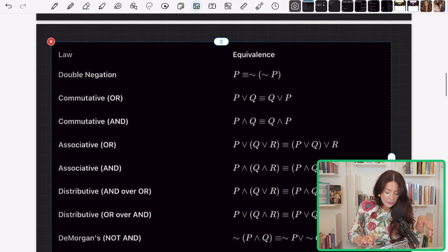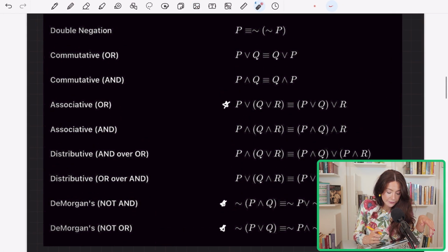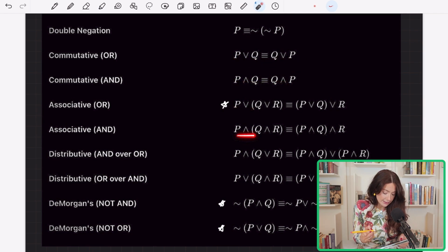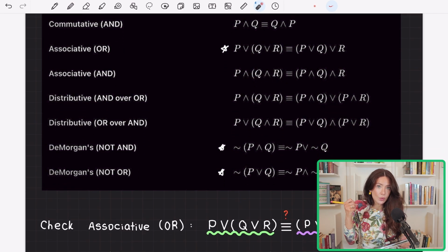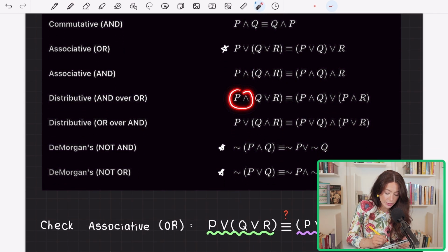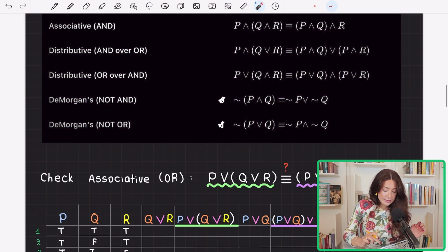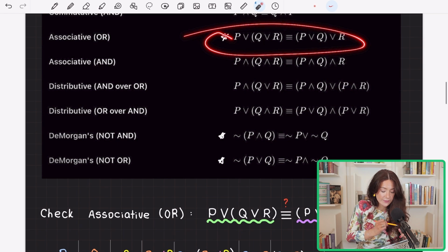Okay, so then you have commutative or, commutative and, then you have distributive or over and, then you have distributive and over or, where you put this here and then this here, and then you have 2 of the disjuncts. So same thing for or over and, and then 2 of the DeMorgan's. We're gonna do truth tables of this one.